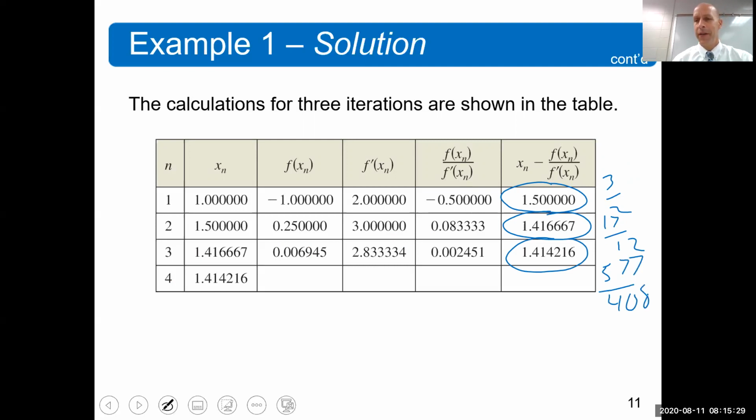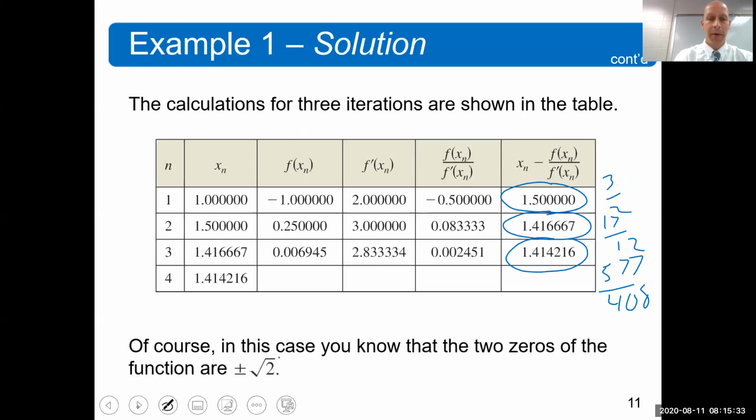I want to figure out what that number is. Well, I'm going to let the cat out of the bag. You probably already guessed it. It's the square root of 2. Now, you'll notice here it says that in this case, we know we have 2 zeros. The function is plus or minus square root of 2.